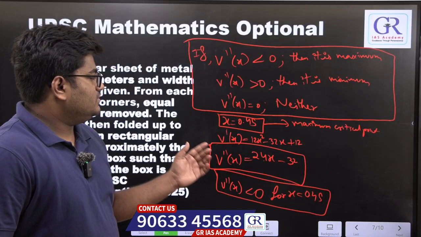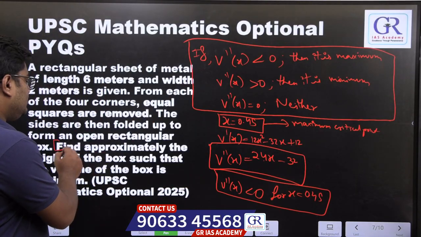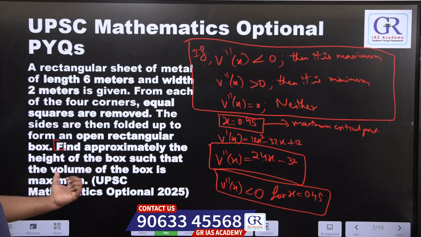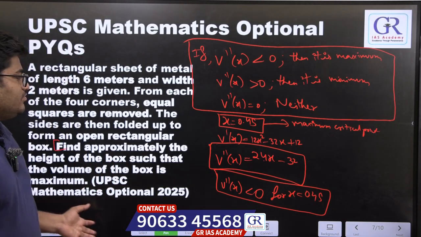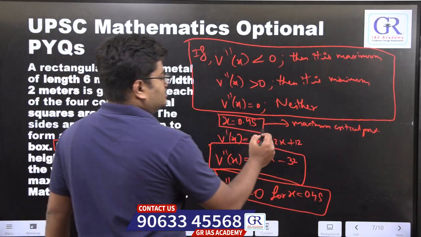So we got the answer. Find approximately the height of the box such that the volume of the box is maximum, where it is maximum at x equals 0.45. So this is the final answer.